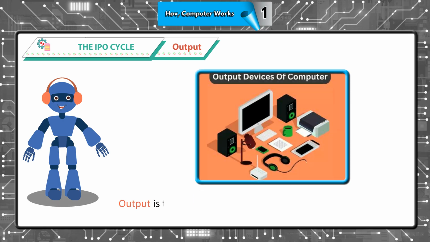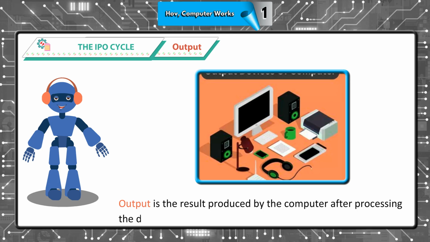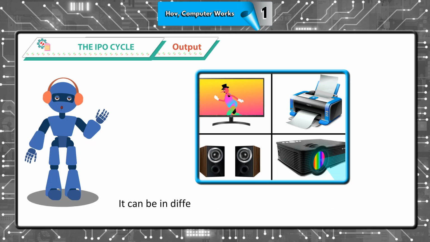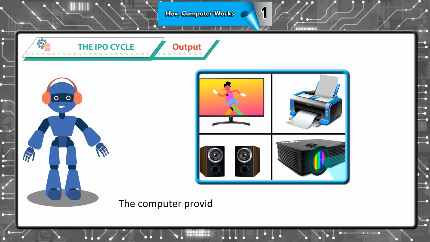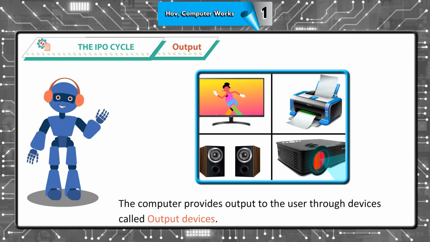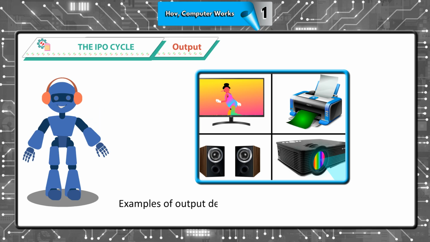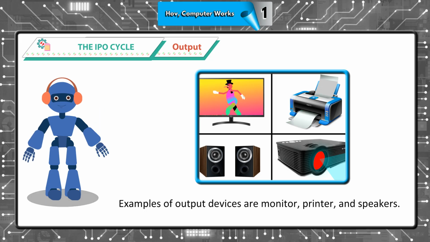Output. Output is the result produced by the computer after processing the data. It can be in different forms such as text, image, audio, or video. The computer provides output to the user through devices called output devices. Examples of output devices are monitor, printer, and speakers.